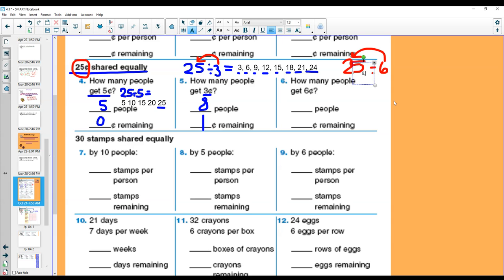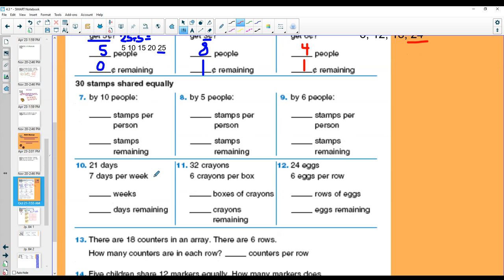We get 6 plus 6 is 12. 18, 24. Oh my goodness, if I go again, I'm going to go over 25. So what did I do? I was able to go 4 times. I got to 24. I didn't go over 25, so that means I have 1 left.